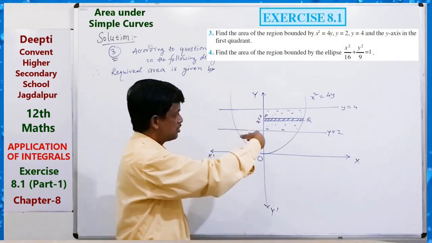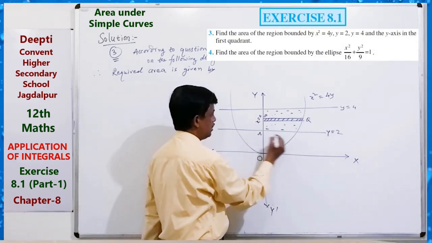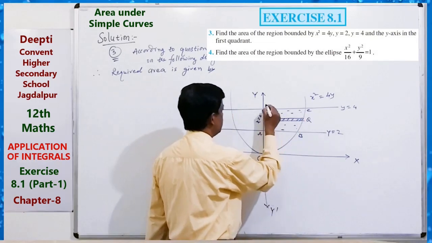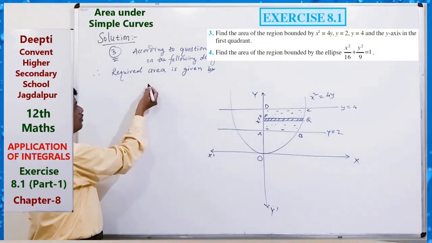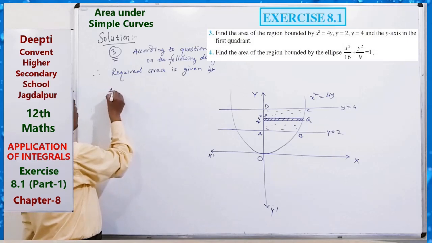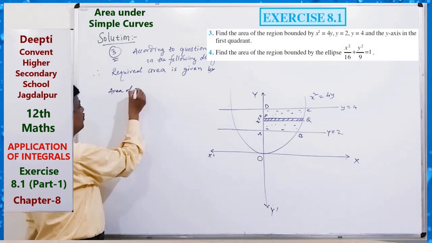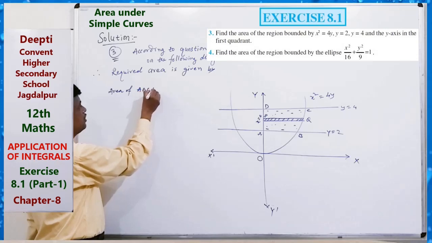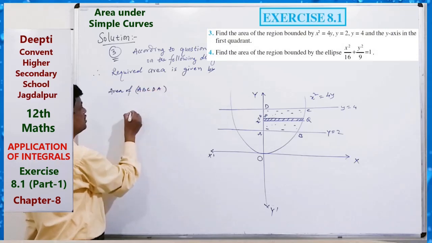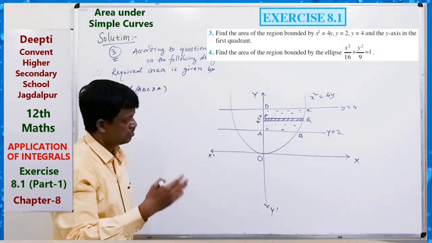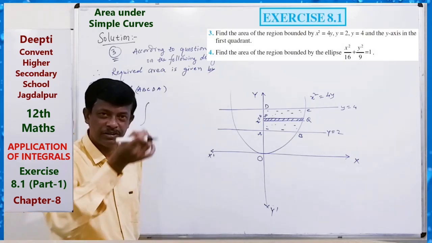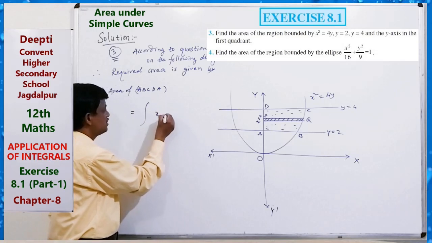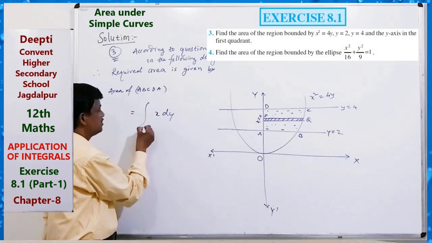Okay, so this part, A, B, C, D. The required area is given by the area of A, B, C, D, A, which equals what? First quadrant, so this is horizontal. So it is the integral of x dy, with limits c to d.